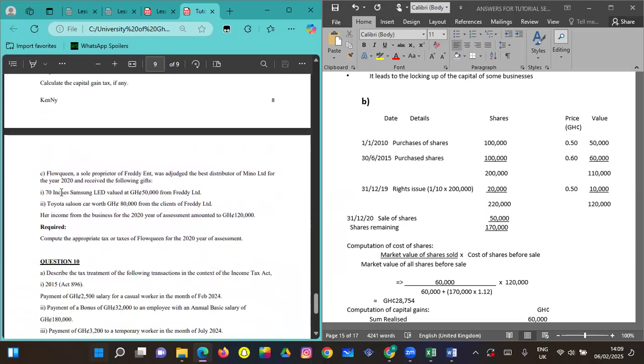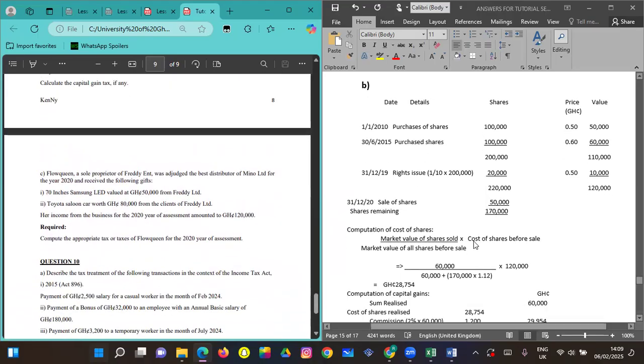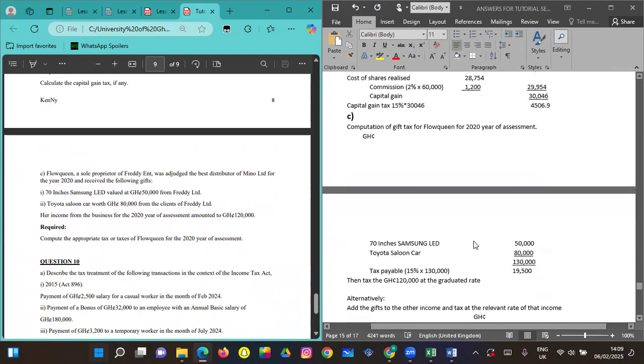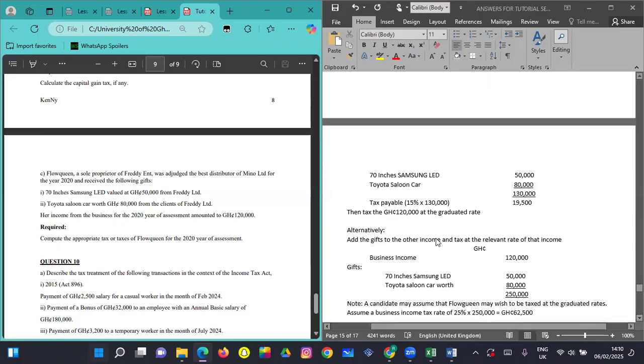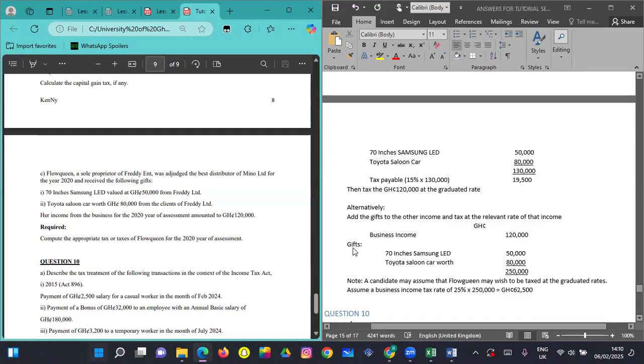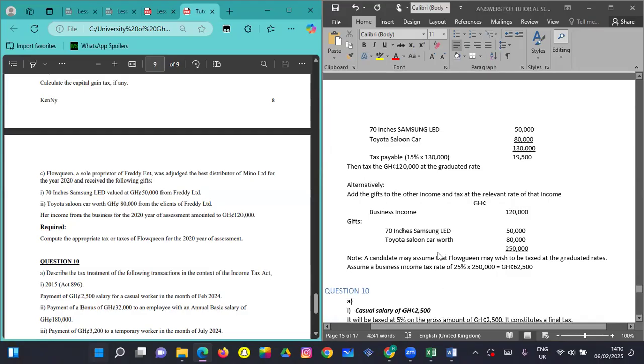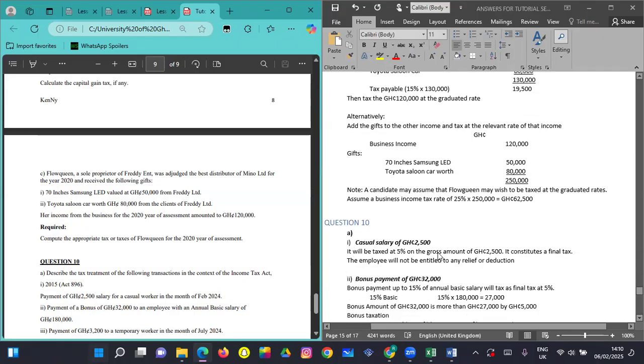So let's look at C, to recompute the goods that they've given us, the gifts. Then you find your capital gains tax on it. Then the tax on 12,000 at the graduated tax rate. They're asking what he can do, whether to tax it differently or include it in his graduated tax rate. So you can go through. I've explained this up there, so it's just the same application.